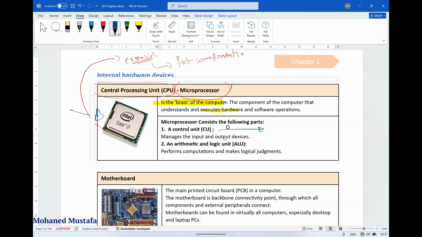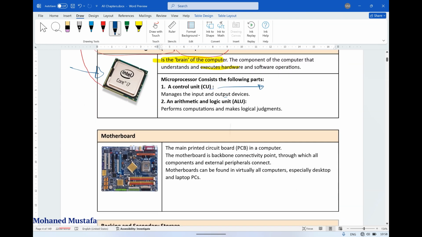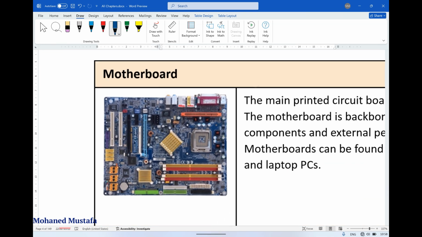Now we mentioned this is the brain of the computer. That means whenever you have the brain of the computer, or the main processing unit, you need to be able to connect all the other components so they can be reached by this CPU or microprocessor. Yes? So this brain has to reach each and every other component. Even the mouse and the keyboard have to be reached by this microprocessor to control them. To do so, we need a board. We need what we call the motherboard.